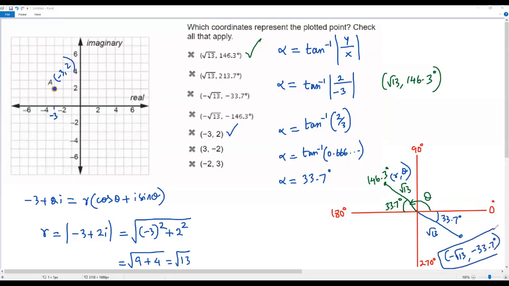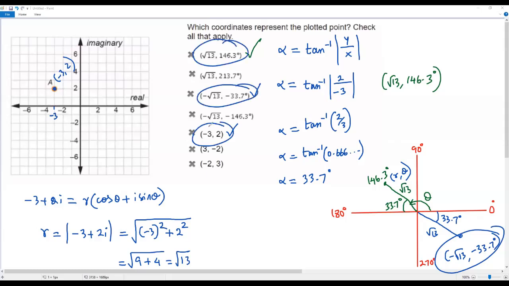So this is also a polar form of the point plotted over here. We get the point in polar form in 2 ways. One is r comma theta, that is square root of 13 comma 146.3 degrees. The other polar form is negative square root of 13 comma negative 33.7 degrees. So we find this one, and this one. These 3 coordinates represent the point which is plotted over here.